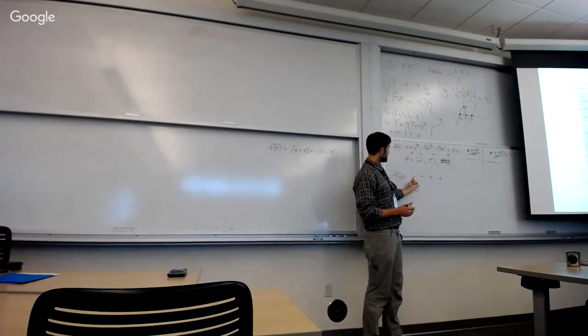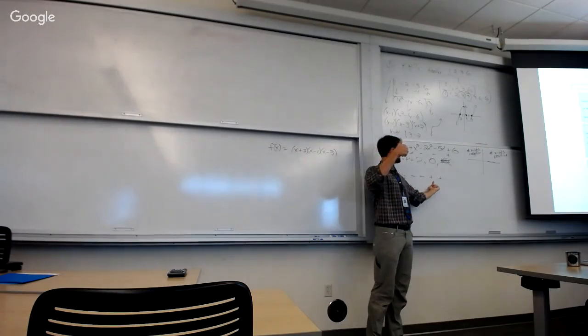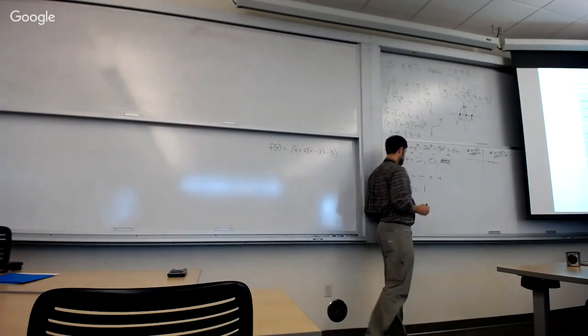So how many times did the sign change? Negative to negative didn't change. Negative to plus did change. Plus to plus didn't change. So that's a value of 1. There was 1 sign change.